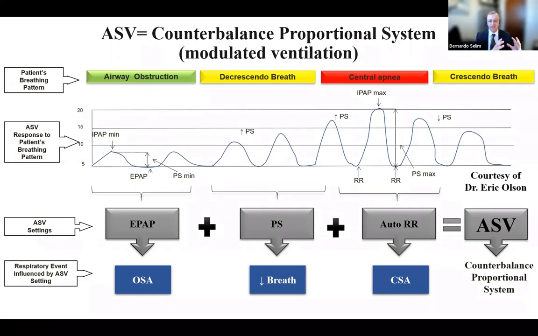So now you have the EPAP, your pressure support, and your respiration rate that could be either auto or fixed by you in order to generate this counterbalance proportional system. Why do we call it that fancy counterbalance proportional system? Because it does exactly the opposite of what your patient is doing. When the patient is breathing, it backs off and goes to the minimal IPAP and EPAP. When the patient is not breathing, it gives all the full settings of IPAP or pressure support and respiration rate.